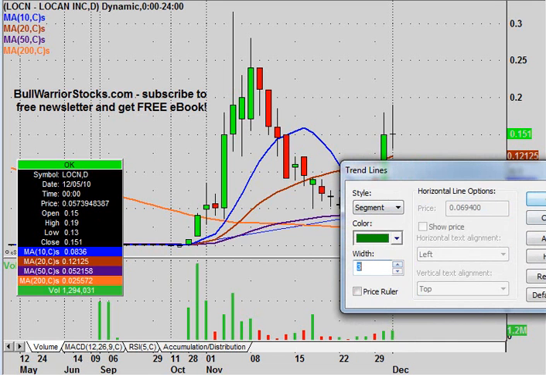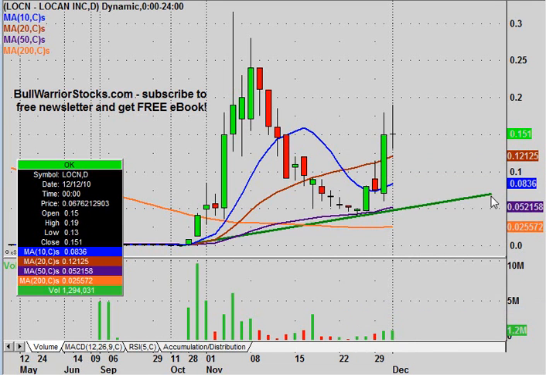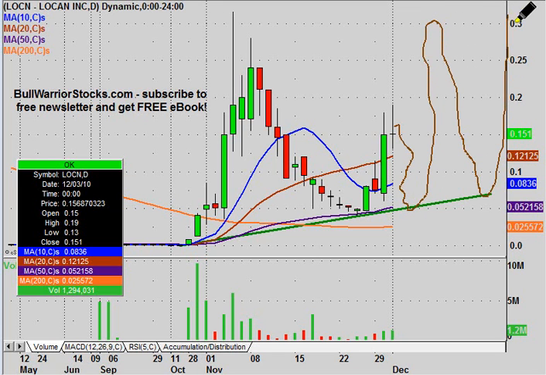I'm going to make this extra thick because this is going to be kind of the crucial overall area of support. The reason for that is, theoretically it could come back down here, bounce, come back down here, bounce, and each one of these lows are going to be higher than the other one, and that's what we want to see.